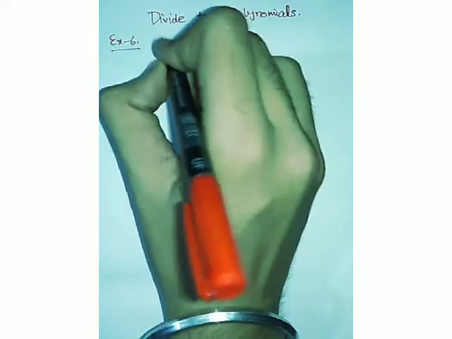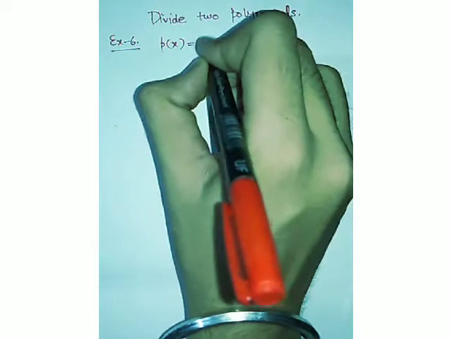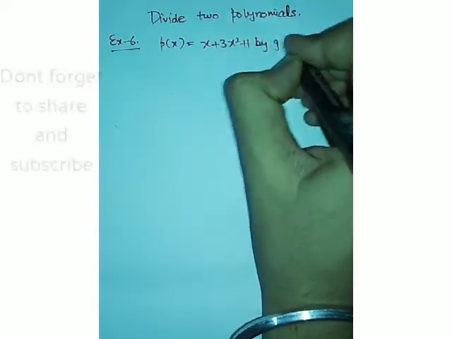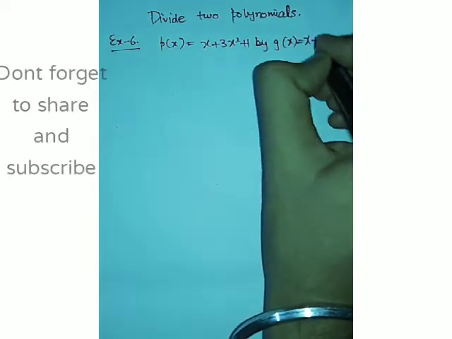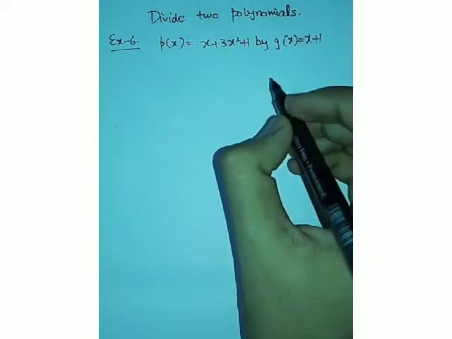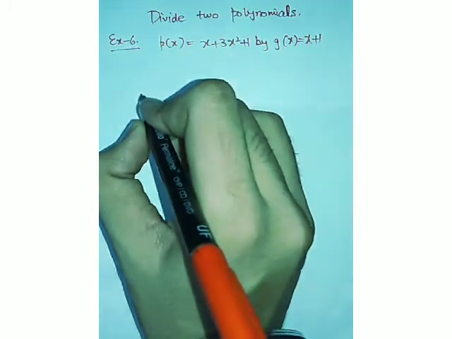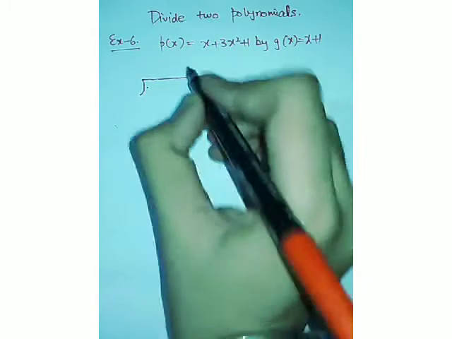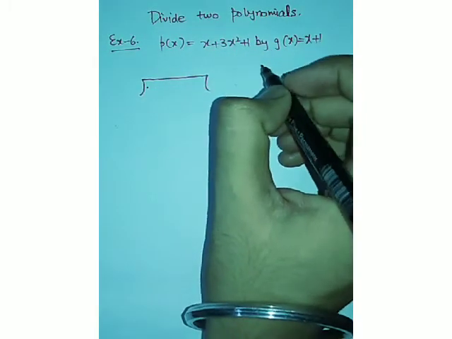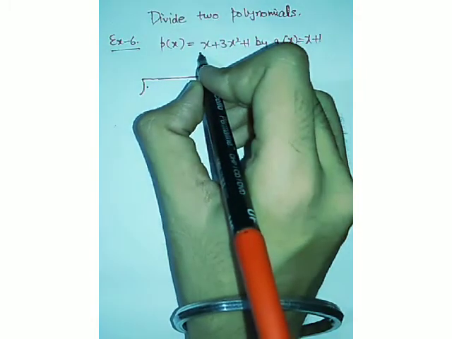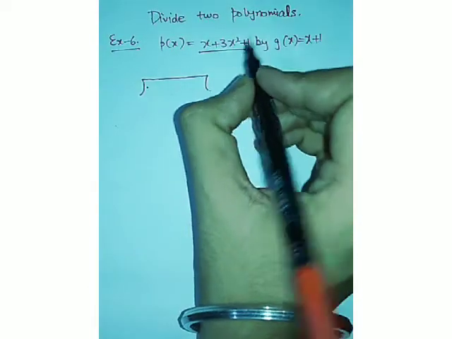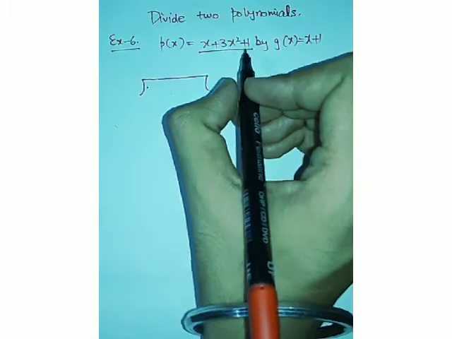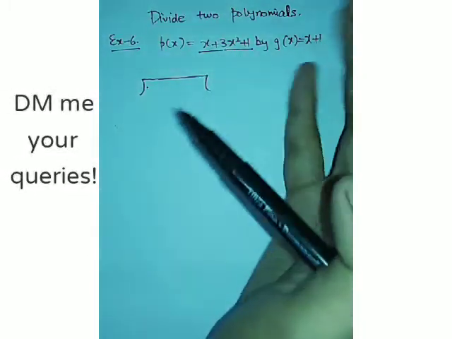We have to divide p(x), that is x plus 3x squared plus 1, by g(x), that is x plus 1. Now p(x) by g(x) means p(x) will be our dividend. The very first step is that you have to rearrange the given polynomial, which is our dividend, in the order of decreasing degrees.